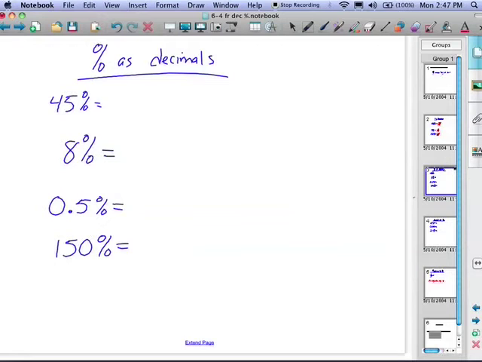On this board, we're going to look at turning percents into decimals. Now, if we look at the first one, 45%, we could turn that into a fraction and make that 45 over 100, because that's what it is as a fraction. Percent means out of 100. And then to turn that fraction into a decimal, you simply read it. It's 45 hundredths. There's a shortcut to doing this.